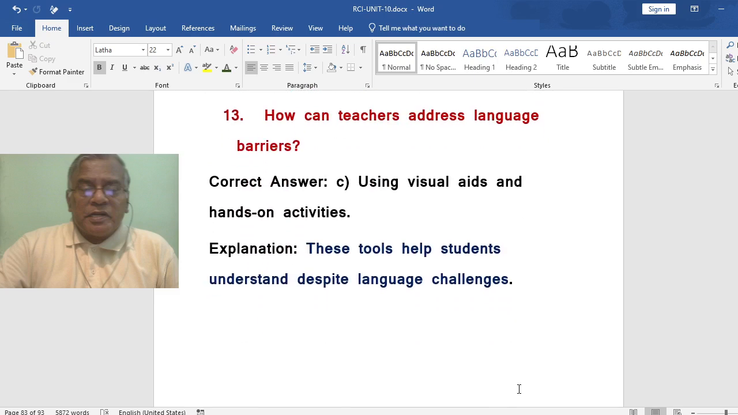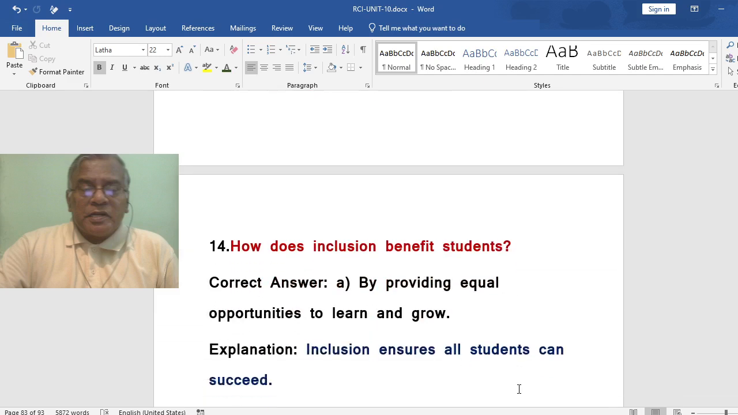How can teachers address language barriers? That is by using visual aids and hands-on activities. So these tools help students understand despite the language challenges.